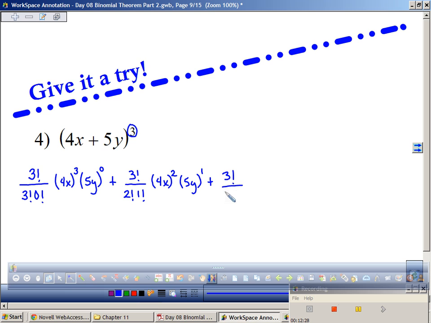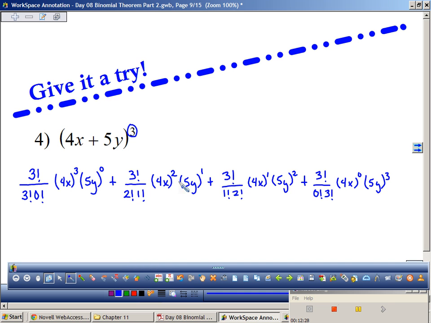So now this next one's going to be 1 factorial, 2 factorial. 4x will be to the first power. 5y will be to the second power. See, it's not that bad, right? Plus 3 factorial over 0 factorial, 3 factorial, 4x to the 0, and 5y cubed.